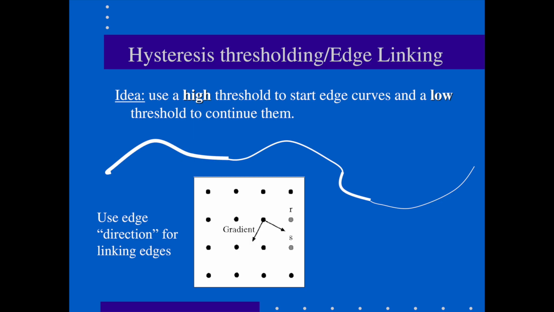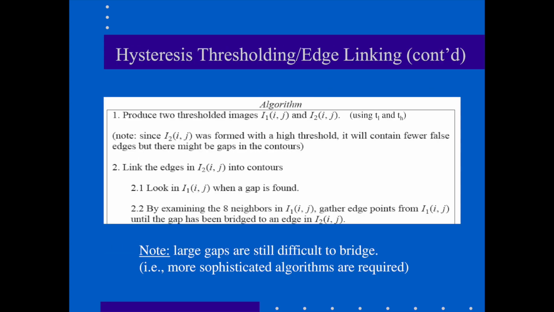So the idea is to use a high threshold to start edge curves and a low threshold to continue them. So the algorithm is as given below. Produce two thresholded images, I1 of i,j and I2 of i,j, using TL and TH. Since I2 of i,j was formed with a high threshold, it will contain fewer false edges, but there might be gaps in the contours.